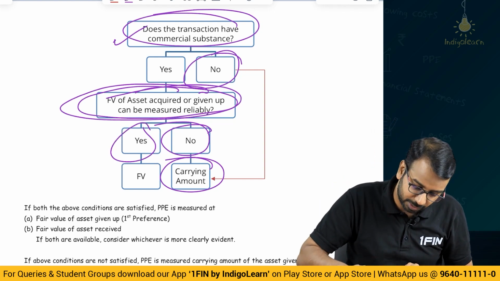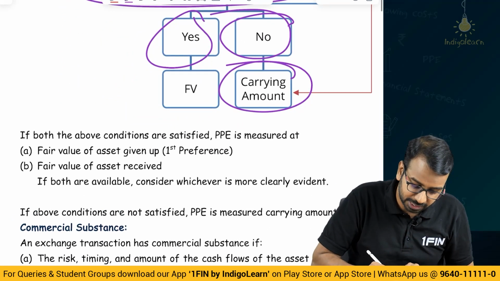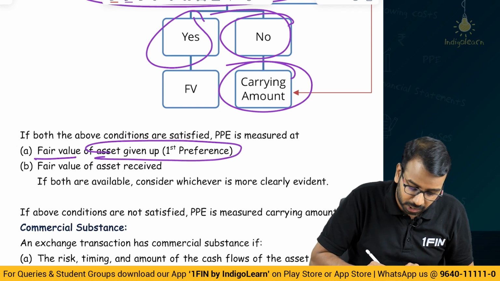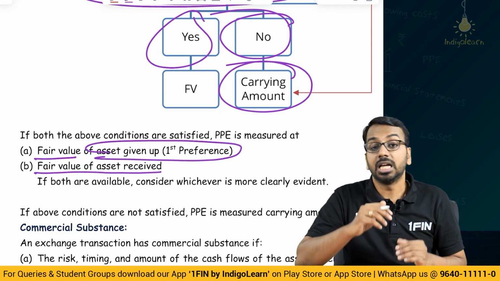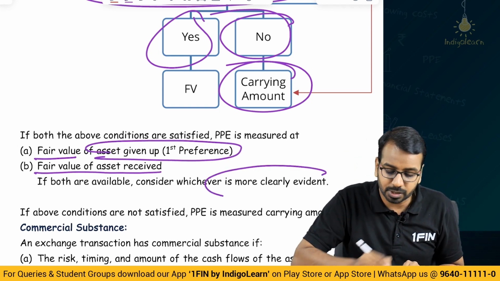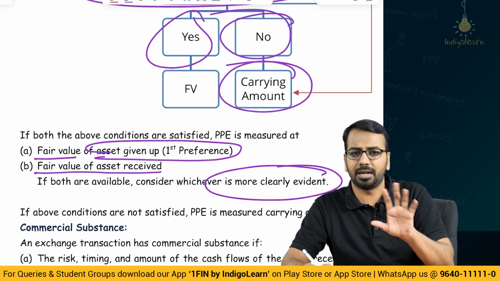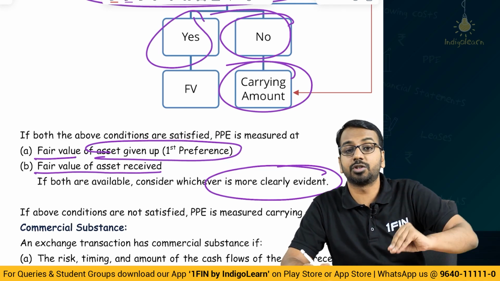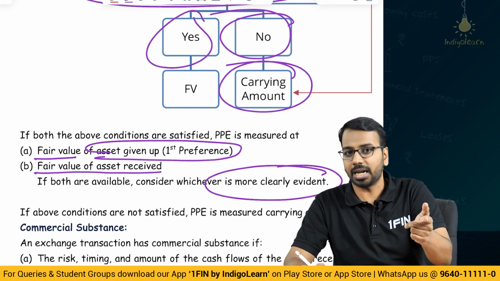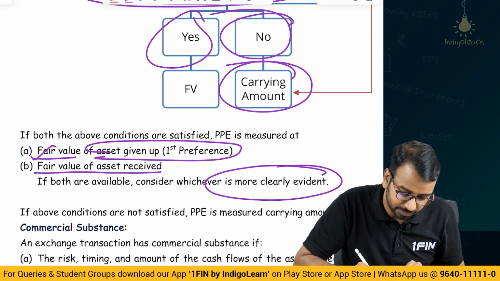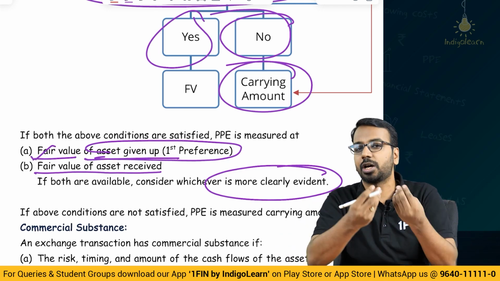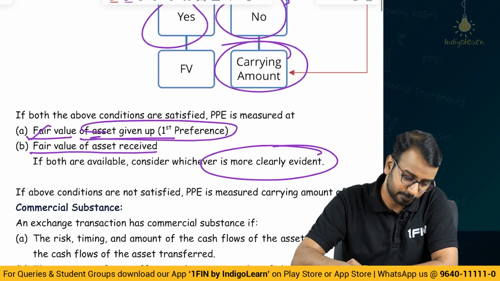But if fair value is available, then the first preference is the fair value of the asset given up or the fair value of the asset received. If both are available, take the one which is more clearly evident. So basically, the conclusion is to take the one which is more clearly evident. If both are evident, then the fair value of the asset given up is the first preference, because that is the amount you are actually paying to acquire the asset.